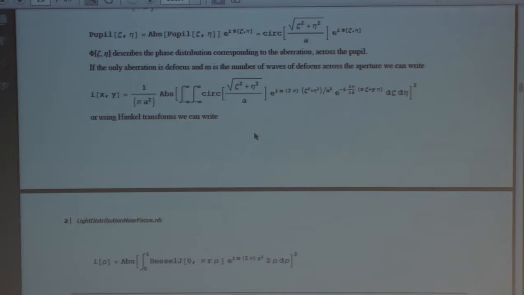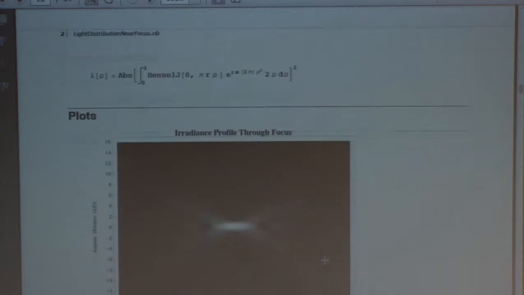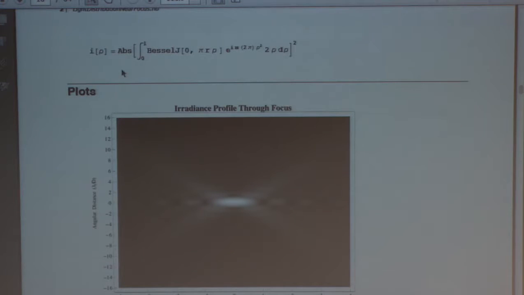And if we write this in terms of a Hankel transform, which is nice since this is rotationally symmetric, and so we can use a Hankel transform. And so this is just the absolute value of the Bessel J0 of pi r rho, and then e to the i m 2 pi rho squared 2 rho d rho, and then quantity squared.